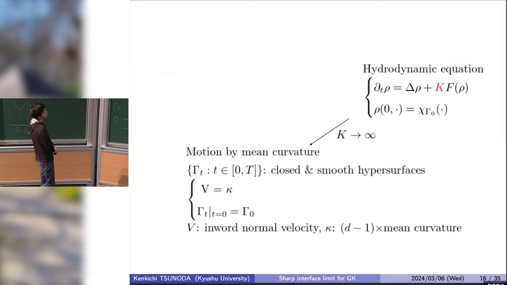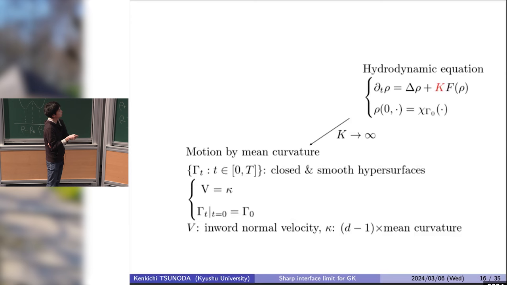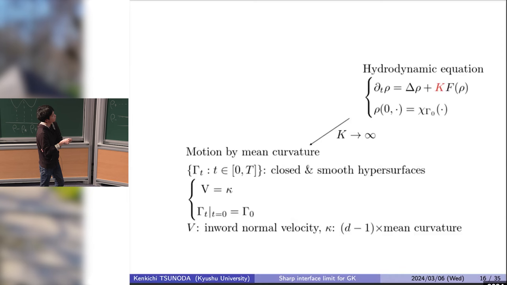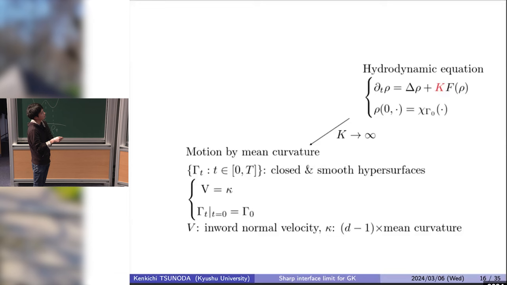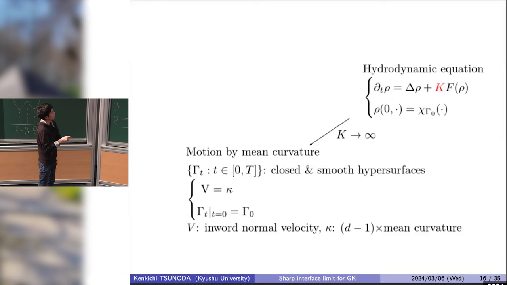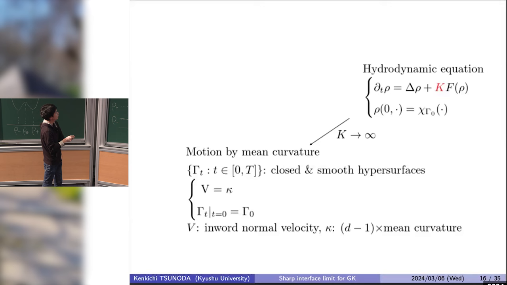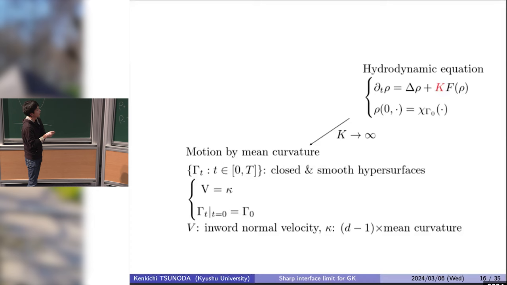Okay, let us forget about the particle description. Starting from a hydrodynamic equation, it is a purely analytic object. At time zero, suppose gamma zero is a smooth hypersurface, something like this. In the 2D case, it is just a simple closed smooth curve. If we take a step function as an initial profile, and let us consider the solution corresponding to this initial profile, and if we take k to infinity, then at time t it converges to the solution of this equation, the step function described by gamma t. And gamma t is given by the so-called motion by mean curvature.